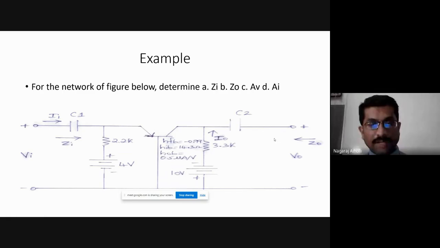Then we have the parameters here. HFB is minus 0.99, HIB is 14.3 ohms, HOB is 0.5 microampere per volt.